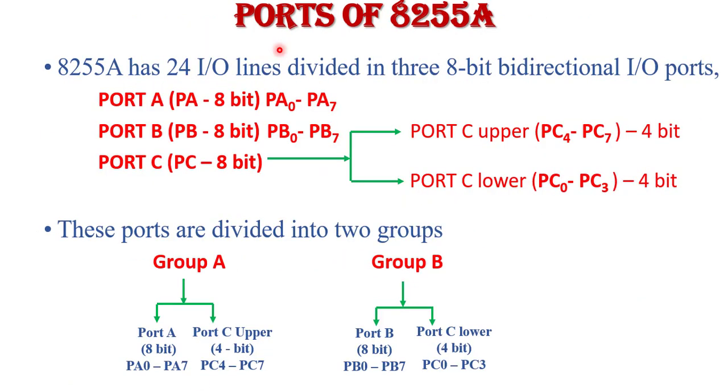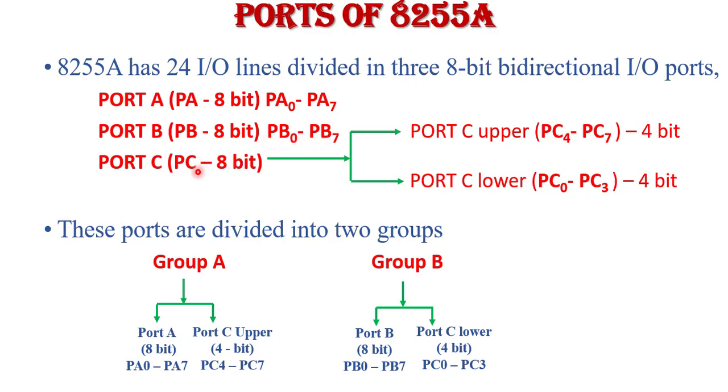Now, in short, I will explain the ports of 8255. As I have already told, it has 24 bidirectional input-output lines. These lines are divided into 3 ports, each port having 8 bits. So the ports are given as port A, port B, port C. Port A has 8 bits, port B also has 8 bits and port C also has 8 bits. Port A is denoted by PA0 to PA7. Port B also has 8 lines, so it is denoted by PB0 to PB7.